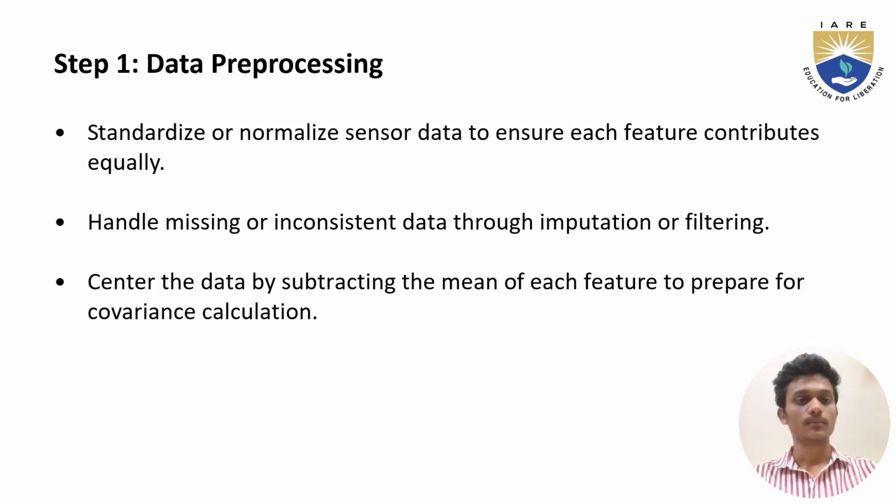Data processing. Standardize or normalize sensor data to ensure each feature contributes equally. Handle missing or inconsistent data through imputation or filtering. Center the data by subtracting the mean of each feature to prepare for covariance calculations.